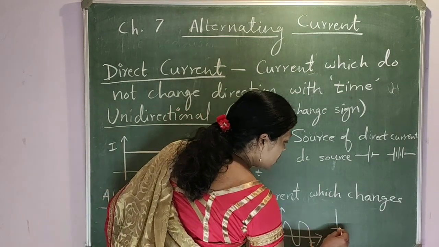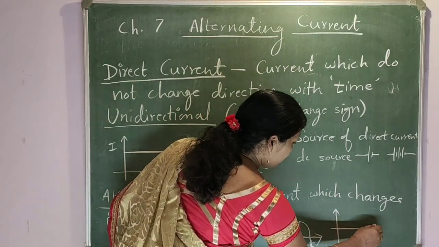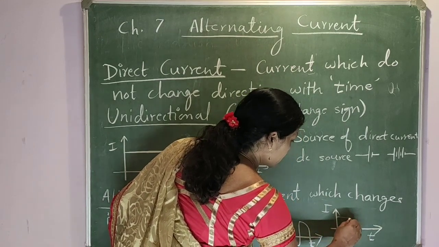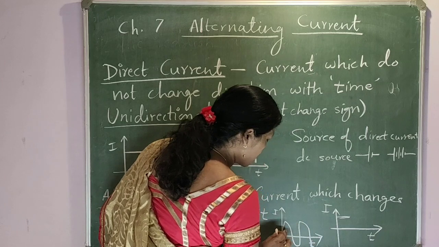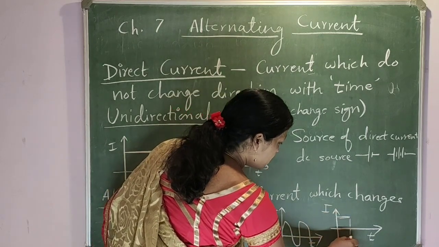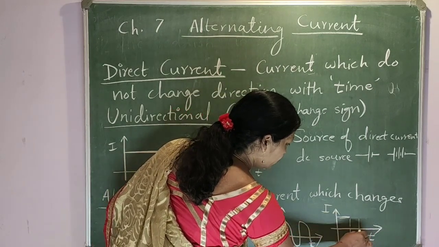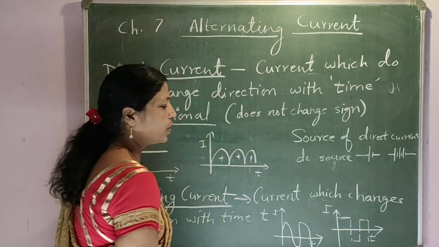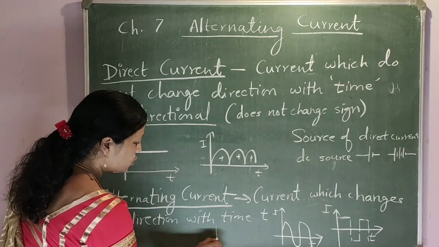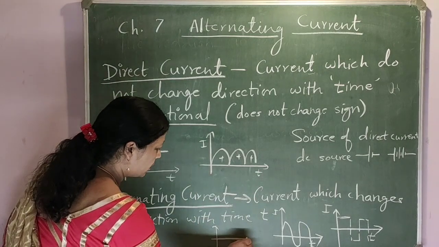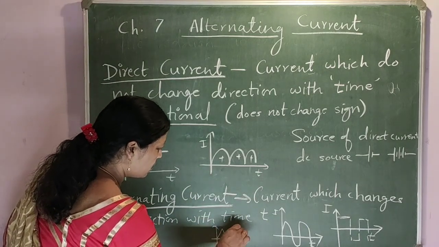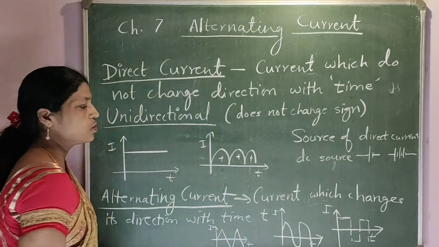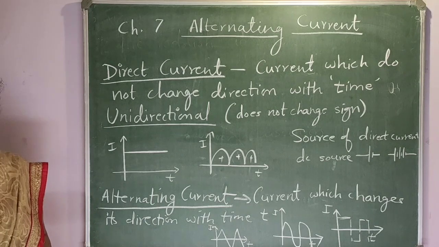It can be shown in another way also, the current and time. It might be like this. This graph was a sinusoidal curve and this is a square wave. This way also you can show, or you can show current like this also. This might be the value of current which is changing with time, and this is known as alternating current.